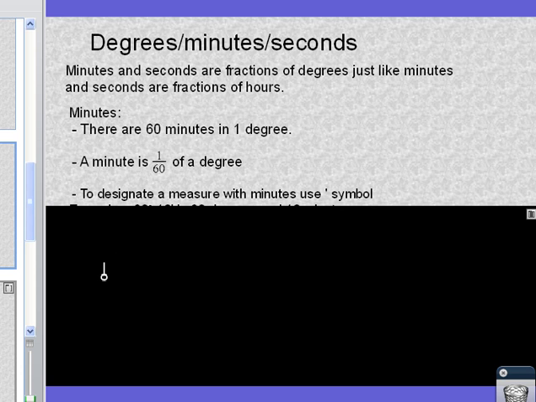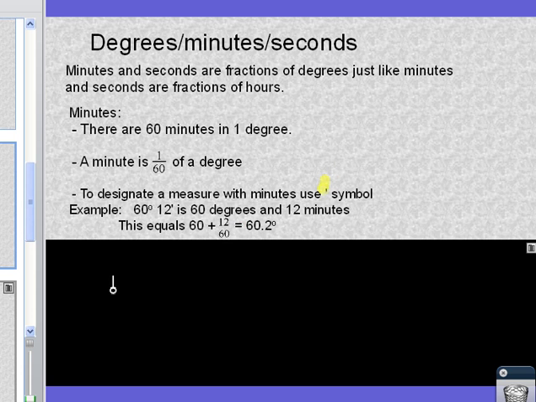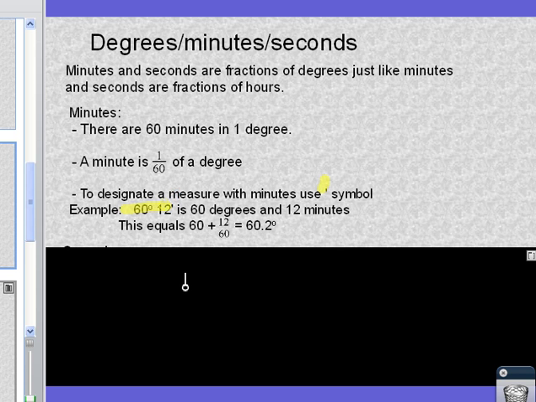How do we designate an angle with minutes? You use this little tick symbol. So 60 degrees, 12 minutes looks like this. And how much of a degree is this? If we wanted to convert this to degrees, we're going to add 12 divided by 60, because we're going to multiply the number of minutes times 1 over 60. So 60 plus 12 over 60, which is 60.2 degrees.